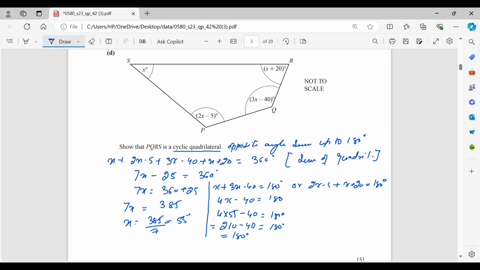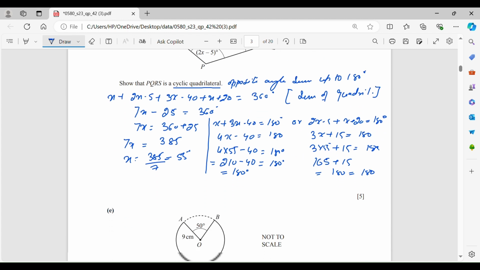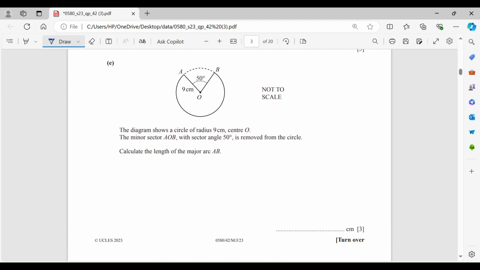Let's try for the other pair also. 2x minus 5 plus x plus 20 is 3x plus 15, this should be 180 degree. 3 into 55 plus 15 is 165 plus 15, which is 180, equal to 180. Hence proved, right?